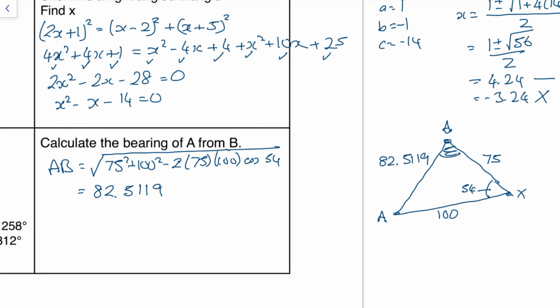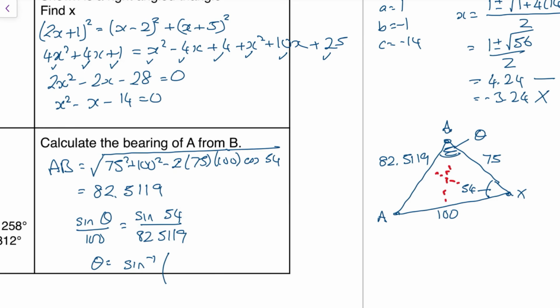So it would be helpful, so I've got an opposite. I can use sine rule, show you what I'm doing. So I can use sine rule with the opposite here and the opposite here. So let's do the sine rule. So in order to work out, let's call it theta, I'm going to say sine theta over the opposite, which is 100, is equal to sine of the angle I do know, which is 54, divided by the opposite to 54, which is 82.5119 that I've just worked out. Which means that theta equals sine minus 1 of 100 sine 54 divided by 82.5119. This again is not a nice question.